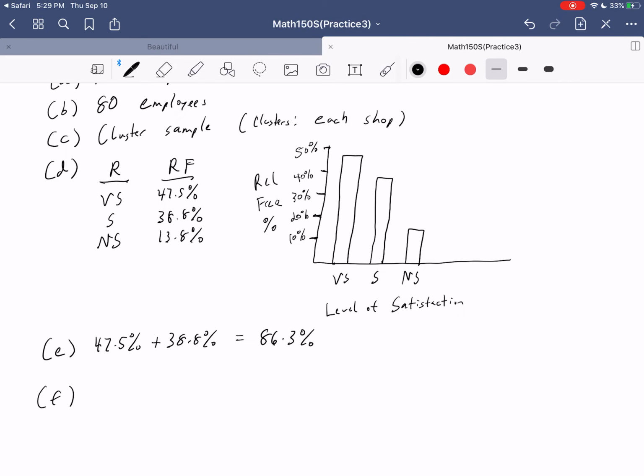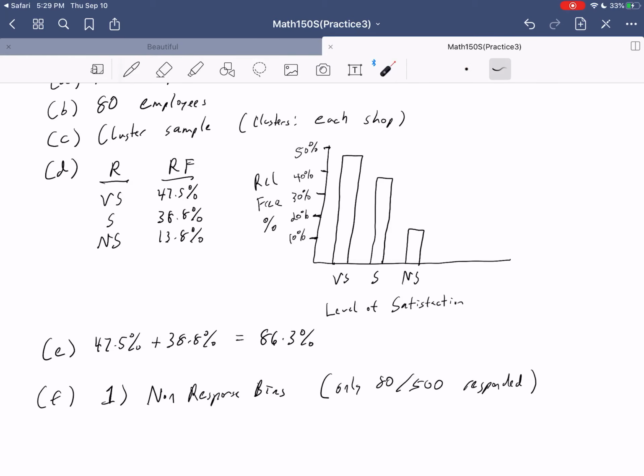Well, the first and easiest to identify should be non-response. How do we know there was non-response bias? Well, only 80 out of 500 responded. That's an incredibly low response rate. If you wrote that out as a percentage, 80 divided by 500 means that only 16% of people who you contacted responded to you. So this definitely has non-response bias. This is all you would need to write to justify that, right? Saying only 80 out of the 500 that you asked responded.